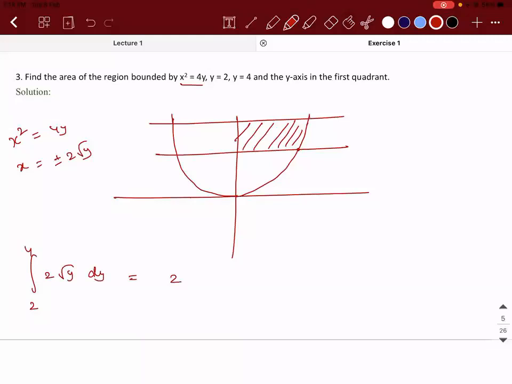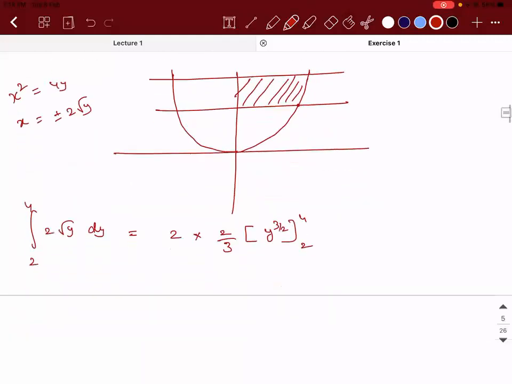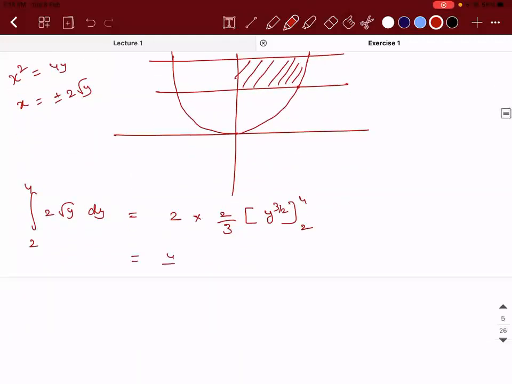So 2 if I take it outside, root y integral is 2 by 3 into y power 3 by 2 between the points 2 to 4. So it is going to be 4 by 3 into 4 power 3 by 2 minus 2 power 3 by 2. So 4 by 3 into 8 minus root 2 the whole cube. So these many square units.